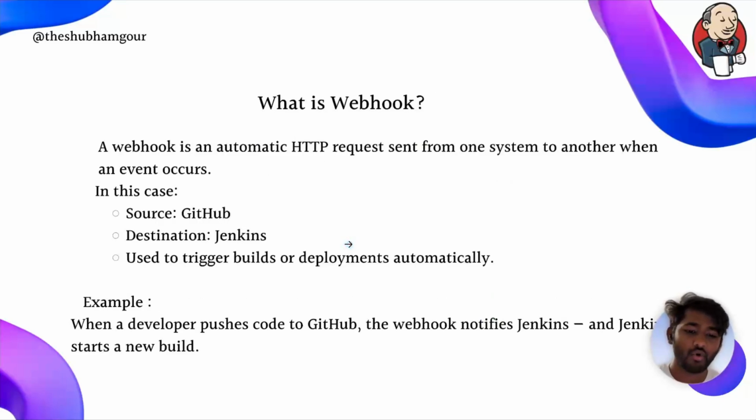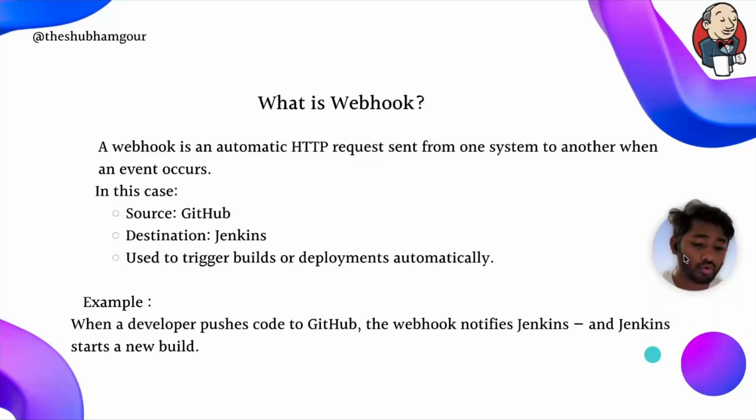Now let us understand what actually is webhook. A webhook is an automatic HTTP request sent from one system to another when an event occurs. In this case, we are going to take the previous project only. The source would be GitHub, where the code is stored, and the destination would be Jenkins. It is used to trigger builds or deployments automatically. When a developer pushes the code to GitHub, the webhook notifies Jenkins that some changes are done, and Jenkins will start a new build. That is how webhook works.